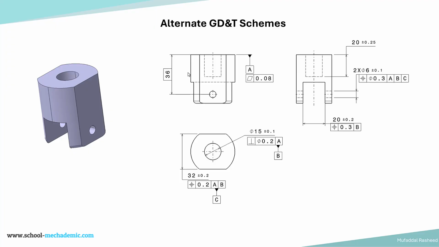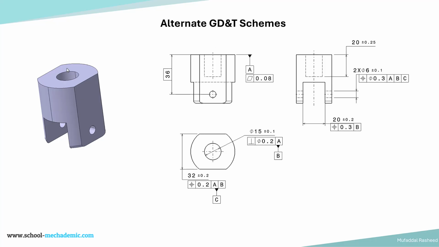Now we can have multiple GD&T schemes for the same component. That is what we will understand in this video. So let's say you have a component like this and this is one possible GD&T scheme for it. Let us understand that. There are three views here.